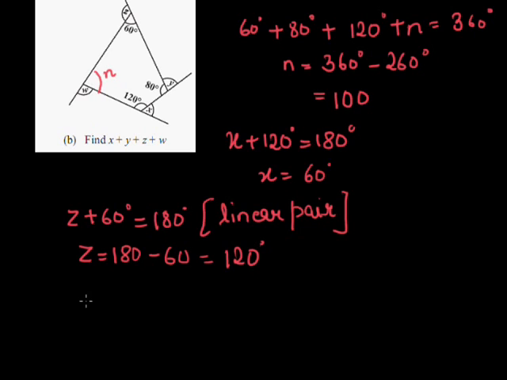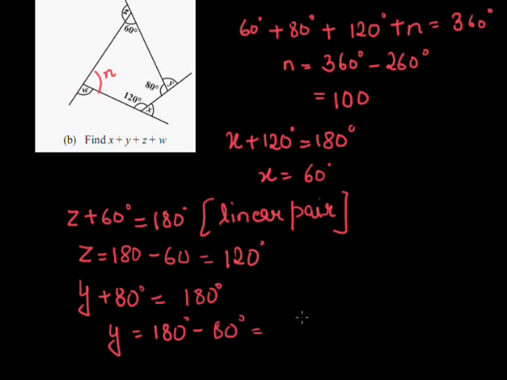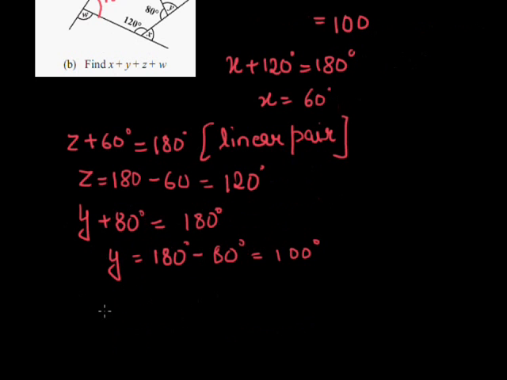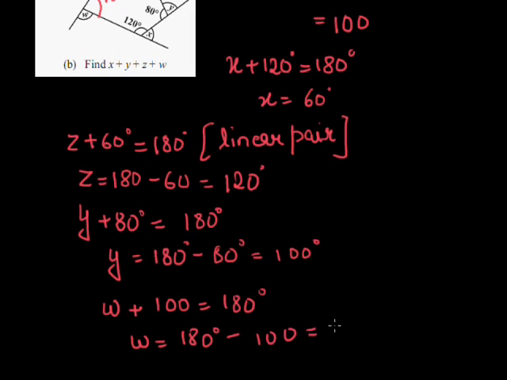Now to get the value of y, I can say y plus 80 degree, again they are forming the linear pair. So y plus 80 degree is equal to 180 degree. So the value of y is equal to 180 minus 80, that is equal to 100 degree. Now the remaining angle, that is w. I can find the value of w, that is w plus n, that is 100, is equal to 180 degree. Again the linear pair. So w is equal to 180 minus 100, that is equal to 80 degree.